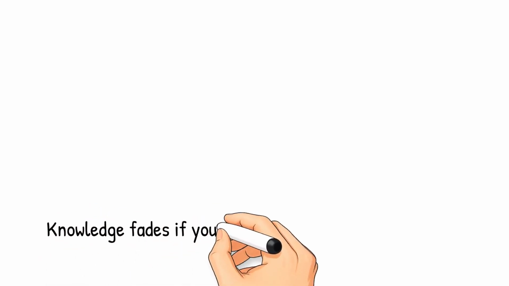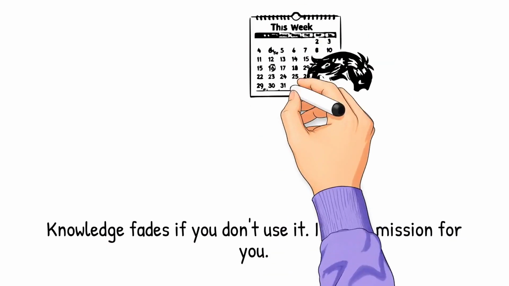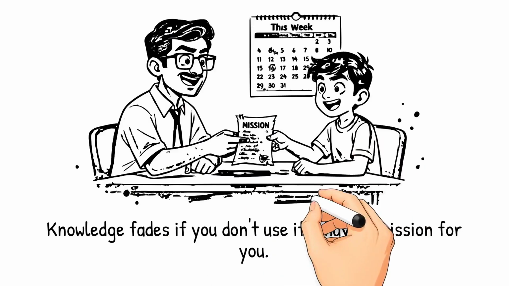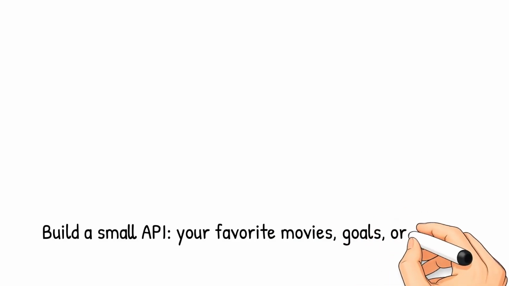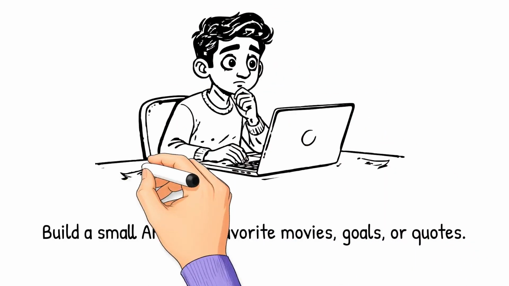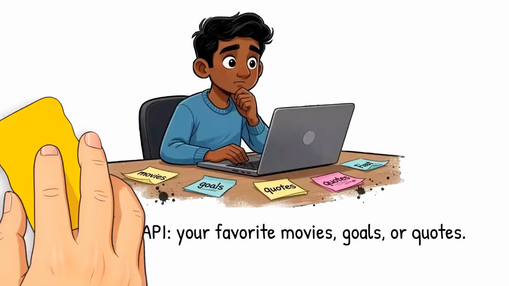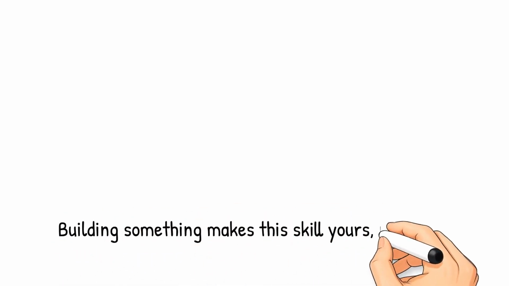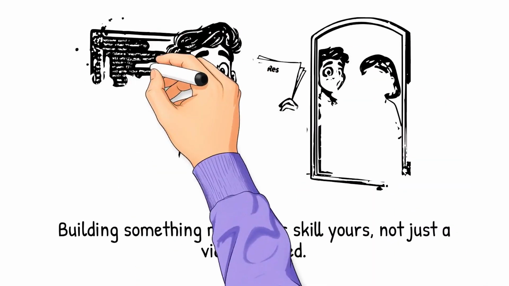Now here is the honest part. Knowledge fades fast if you never use it. So I'm going to give you a mission. And I'm asking you, please, actually do it. This week, not someday, this week, build one tiny API, anything at all. An API that returns your 3 favorite movies, a list of your goals, a few quotes that inspire you. It does not need to be big, and it does not need to impress anyone. It just needs to be yours. Because the moment you build something with your own 2 hands, this stops being a video you watched and quietly becomes a skill you actually own.